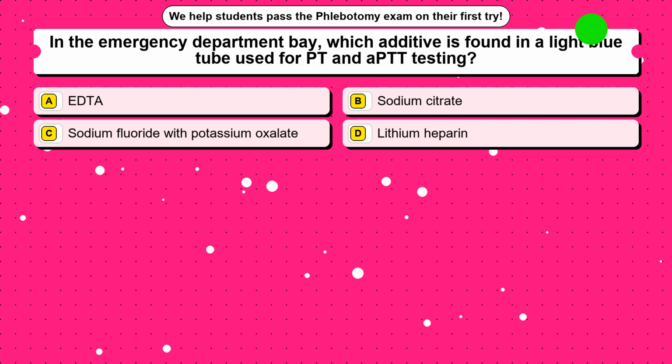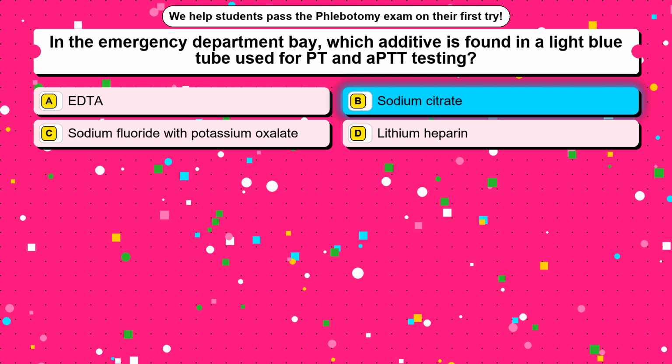Question 16. In the emergency department bay, which additive is found in a light blue tube used for patient and APTT testing? Option A, EDTA. Option B, sodium citrate. Option C, sodium fluoride with potassium oxalate. Option D, lithium heparin. The correct answer is option B.